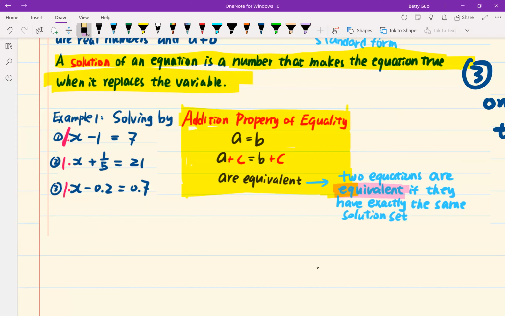Let's see here. Example 1, we have 3 examples. Those 3 equations are all linear equations in one variable, because you can see one variable, and the exponent on the variable is 1, right? And they all have the same pattern: variable x plus a number equals another number. Let's see, how do we solve this type of equation?